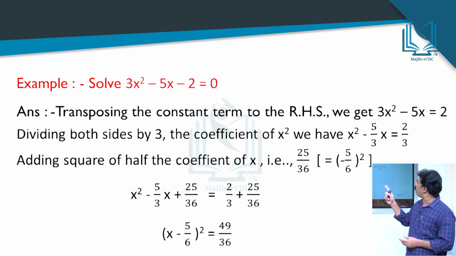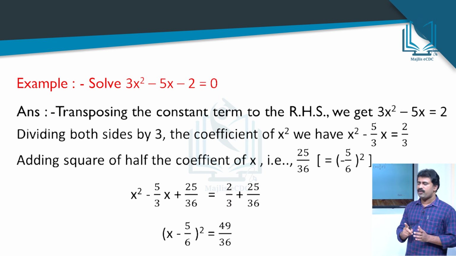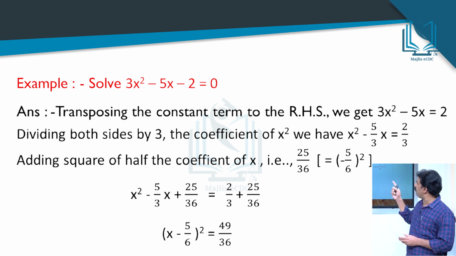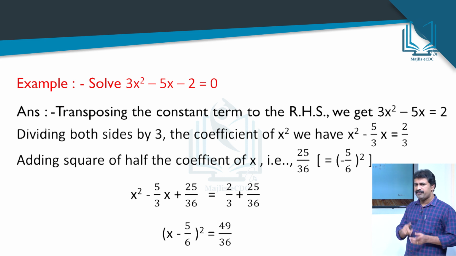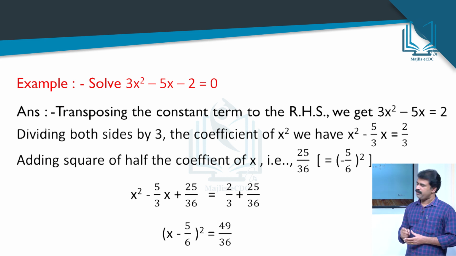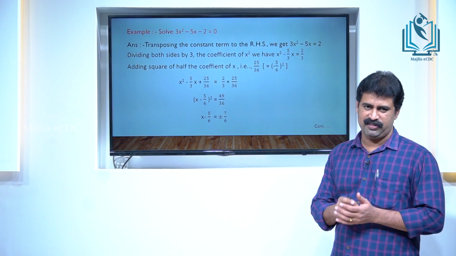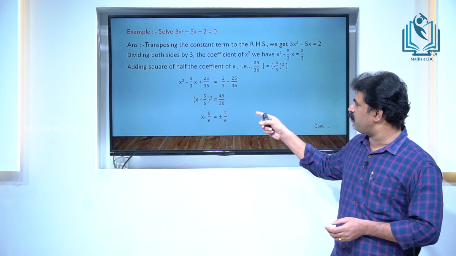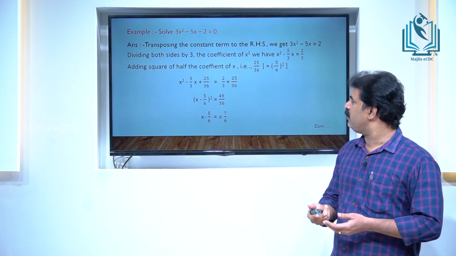Next, adding square of half of the coefficient of x, that means 25 by 36. Here coefficient of x means minus 5 by 3, half of the coefficient minus 5 by 6, and square of the half of the coefficient means 25 by 36. Adding 25 by 36 on both sides of this equation, then we will get x square minus 5 by 3 x plus 25 by 36, that is equal to 2 by 3 plus 25 by 36. And we will get a perfect square on LHS. That means x minus 5 by 6 whole square, that is equal to 49 by 36.